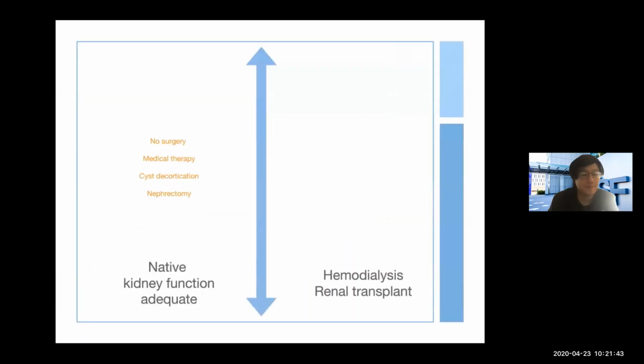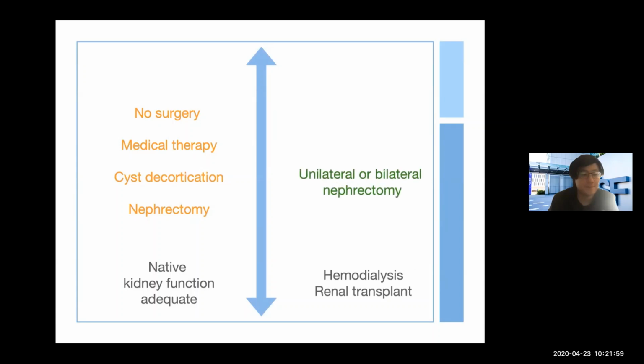So for patients with relatively adequate native kidney function, we're thinking about, do we do nothing with them? Do we treat them with medical therapy? Do we do a cyst decortication? Do we do nephrectomy? That's obviously going to be a last-ditch effort in most of those patients. For patients on hemodialysis or who have already had renal transplants, we're looking primarily at nephrectomies.